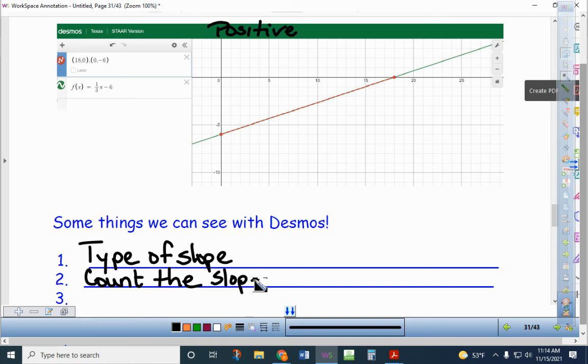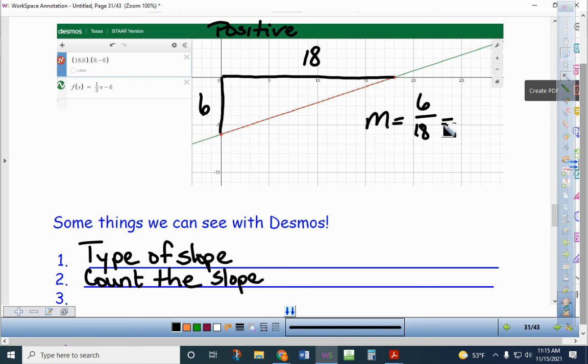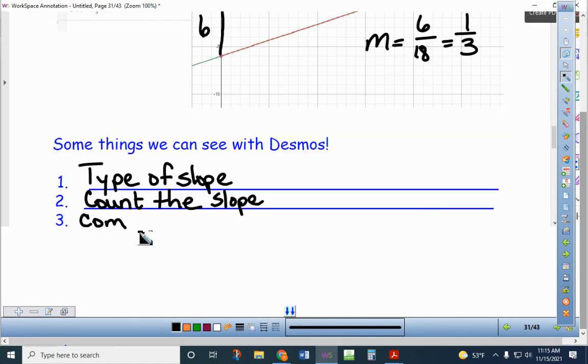So from negative 6 to 0 would be 6 units. From 0 to 18 would be 18 units. So our slope would be 6 over 18, which equals 1/3. And then now we could write our slope-intercept form because we have our slope and we have our y-intercept as negative 6. So we can compare slope to y equals mx plus b equations.